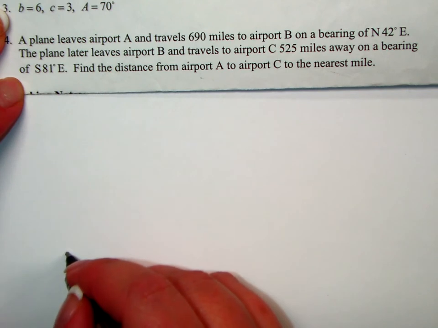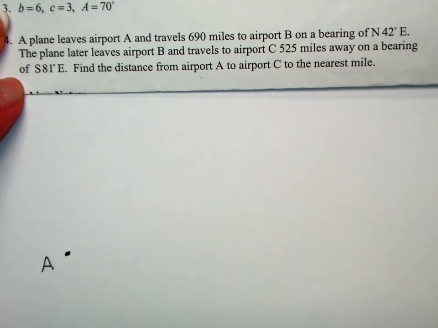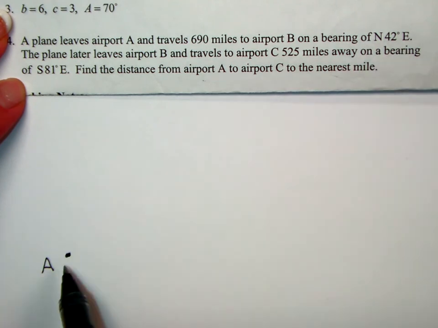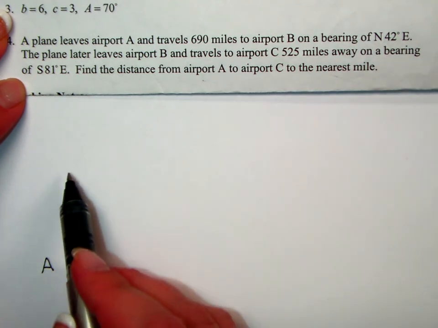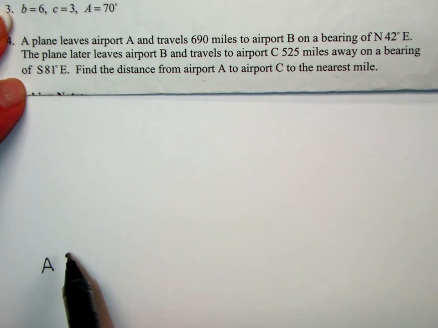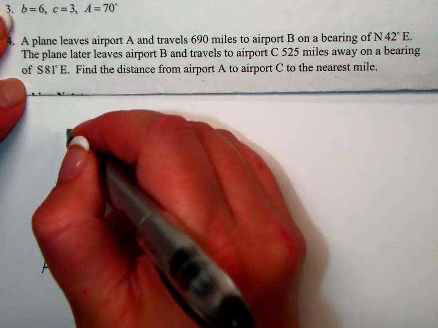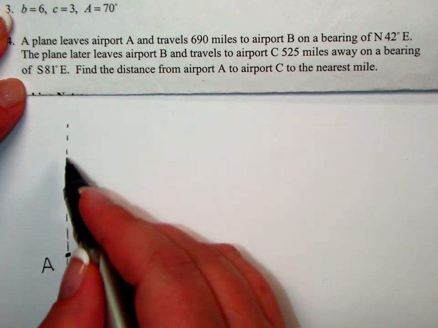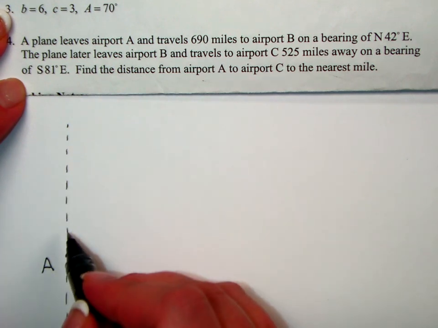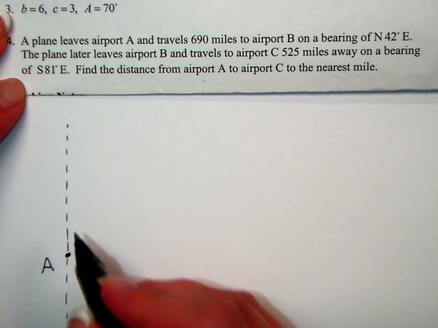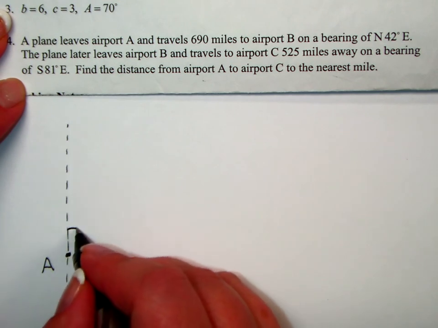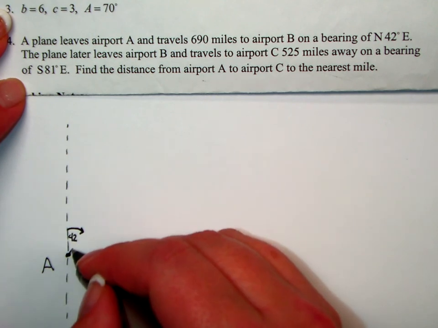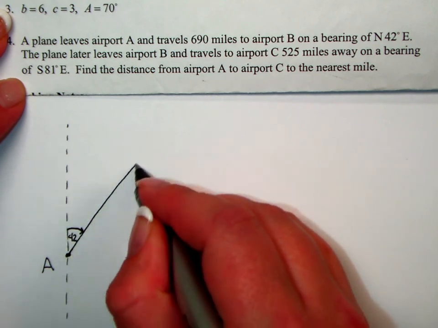So I'm going to draw a little dot here. This is airport A. So we're going to go north 42 degrees east. That means from the north direction, heading north, we're going to veer east 42 degrees. So I'm going to draw an imaginary north line here. This is going north and this is going south, but we're going to bear 42 degrees to the east. So if I rotate almost a 45-degree angle, this is the flight path that we're going to follow.